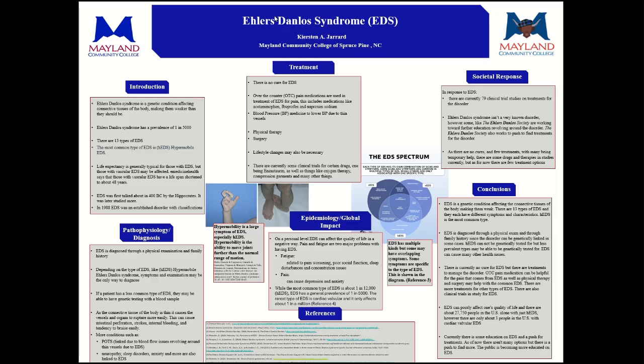EDS is diagnosed through examination and sometimes genetic testing, but a family history and loose joints or delicate skin are sometimes the only way a doctor can make a diagnosis.